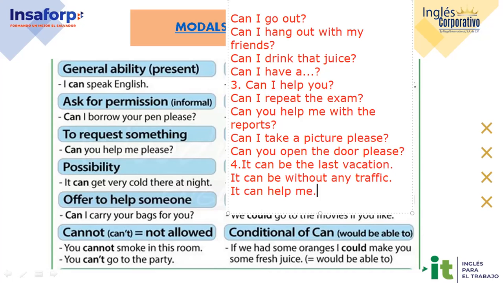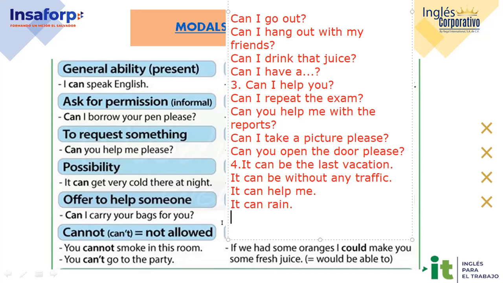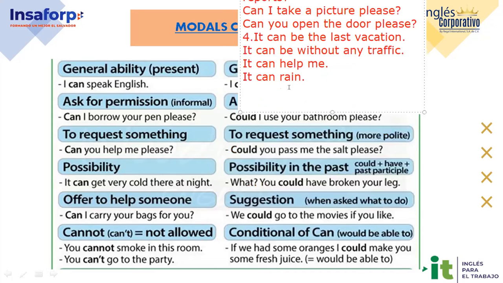Podría ayudarme. So we're talking about something that could help. It can help. Eso podría ayudarme. Podría ayudarme. It can help me. So a situation, I don't know, or somebody, right? A situation could be. It can rain. Okay, it can rain. Podría llover. Okay, so that's four. So let's continue with five.